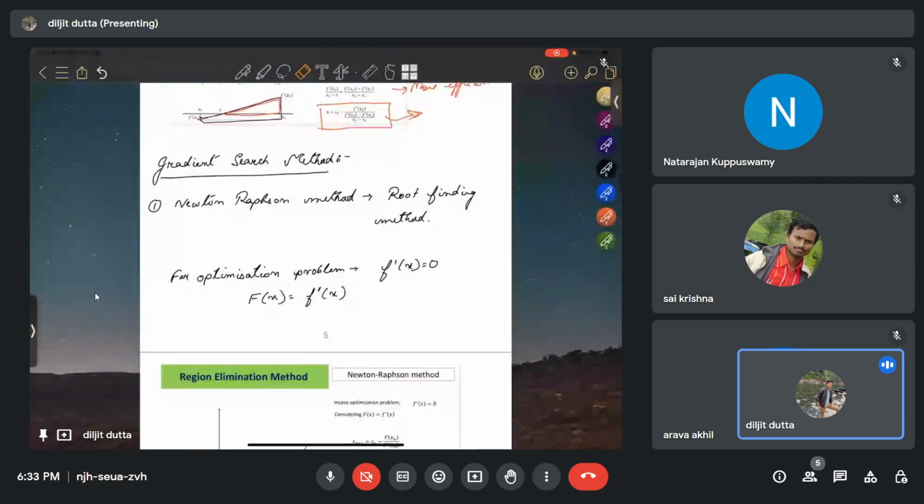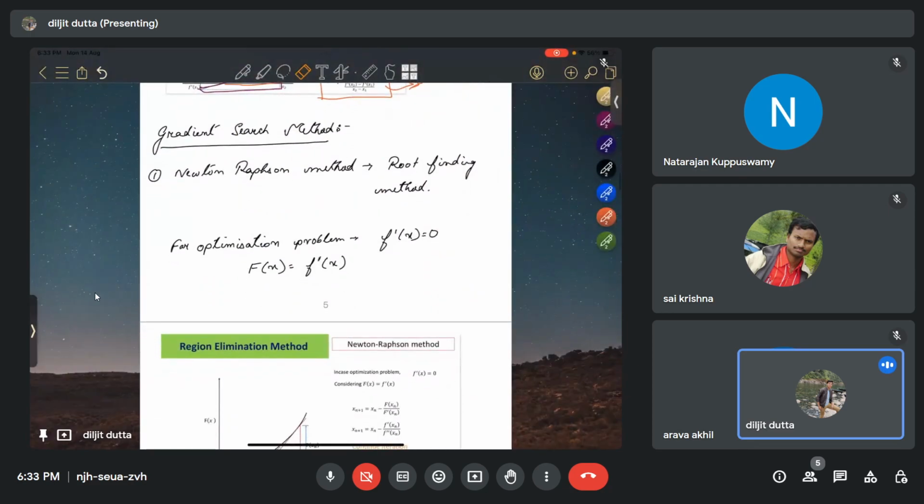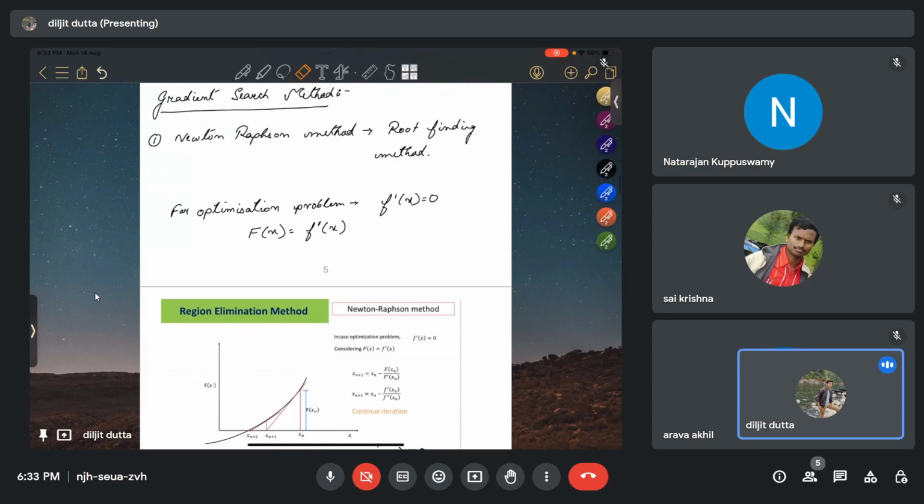Okay, and the last one is the gradient search method. The gradient search method is based on finding the gradients, and one method is the Newton-Raphson method. This Newton-Raphson method is a numerical technique to find the roots of a function. Suppose we have a function like this, it intersects like this. We start at some x naught, here. We'll try to get to the root value by function evaluation.